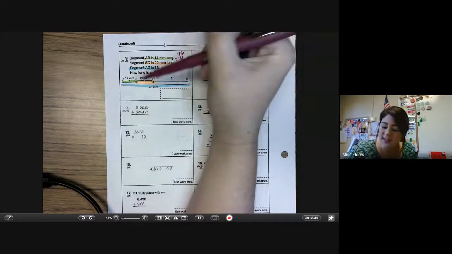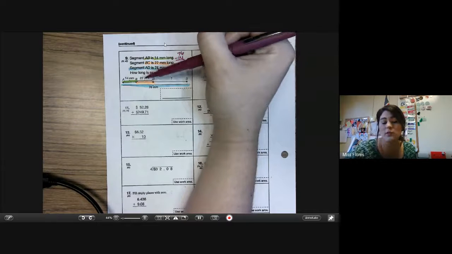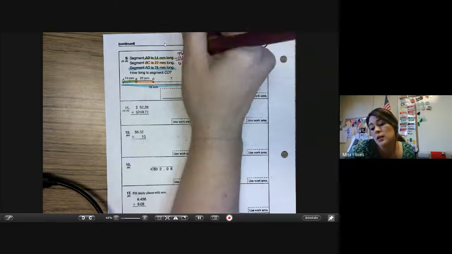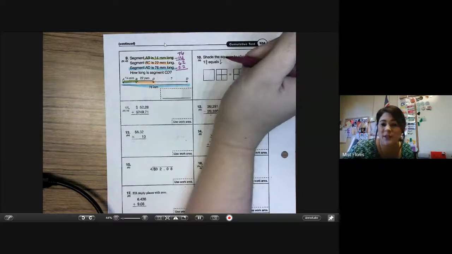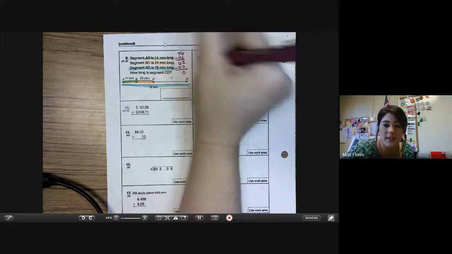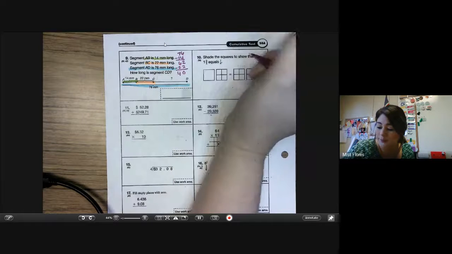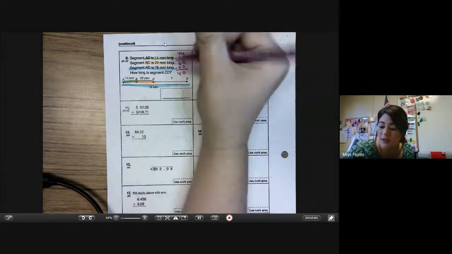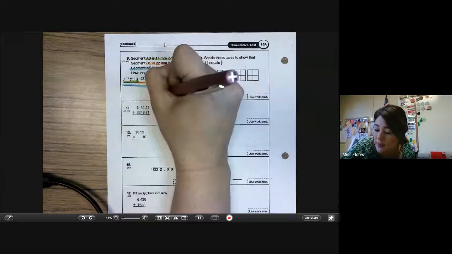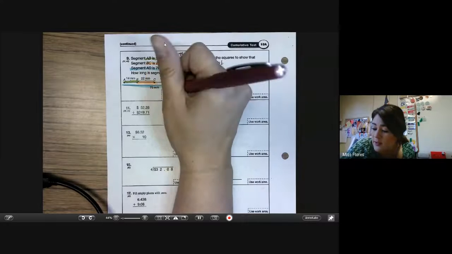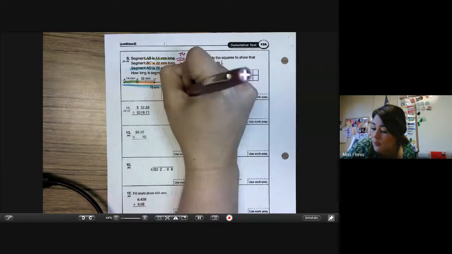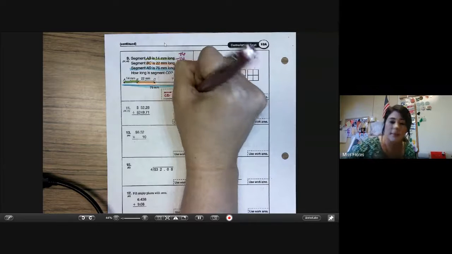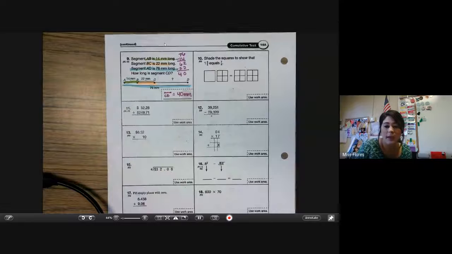Now I know the second part of the line, which is 22. So I'm going to subtract 22 from 62. 2 minus 2 is 0. And 6 minus 2 is 4. So line or segment CD is 40 millimeters. There you go.